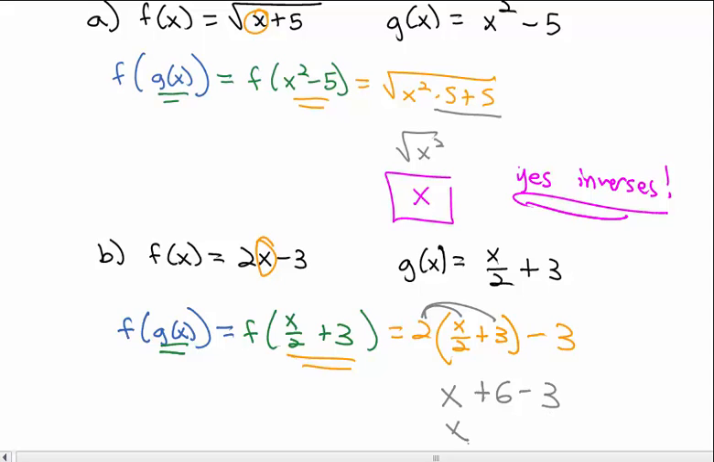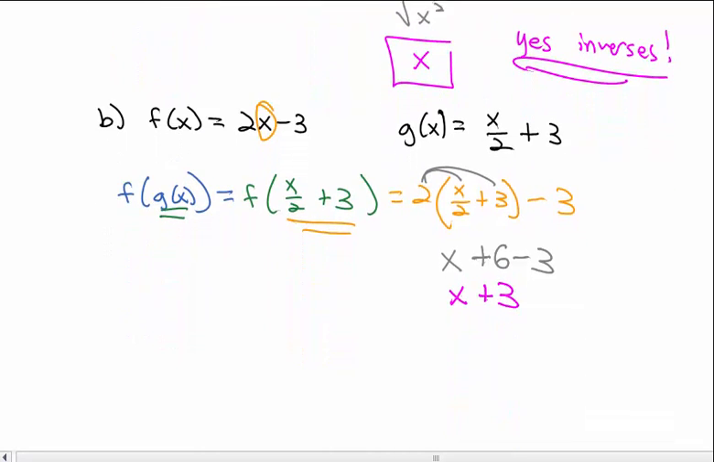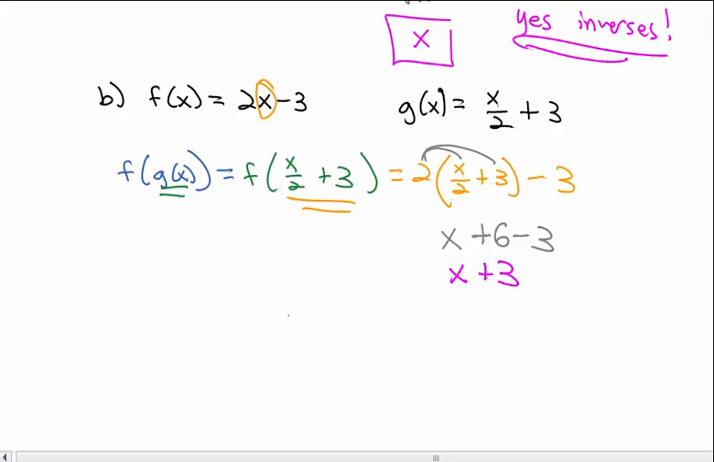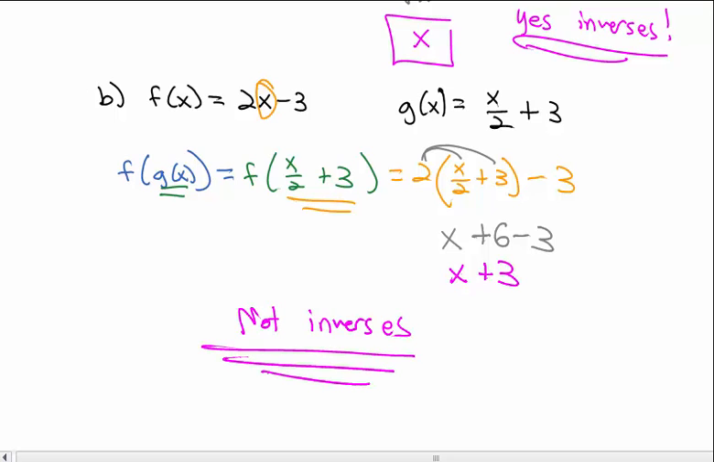What you notice this time is we end up with x plus 6 minus 3. When we combine like terms, we get x plus 3, not x. These are not inverses. For them to be inverses, their composition would need to equal x, and this one equals x plus 3, so that does not work.